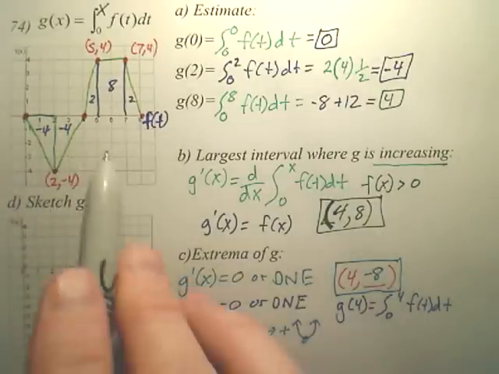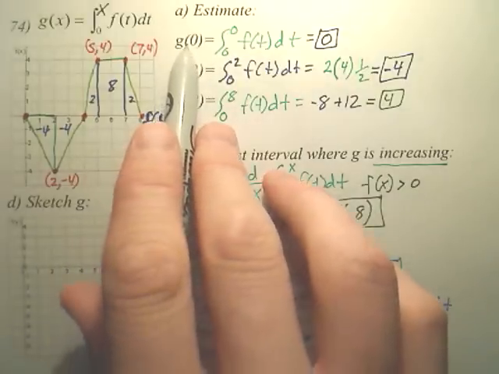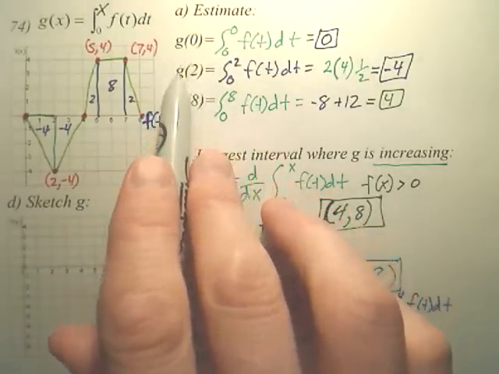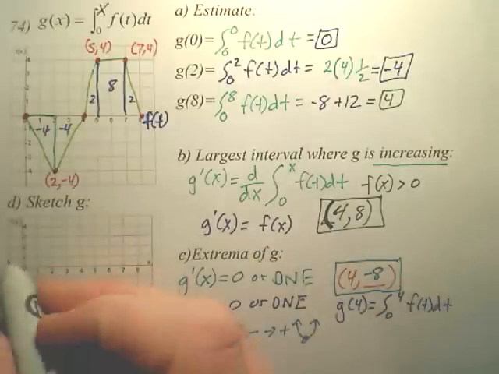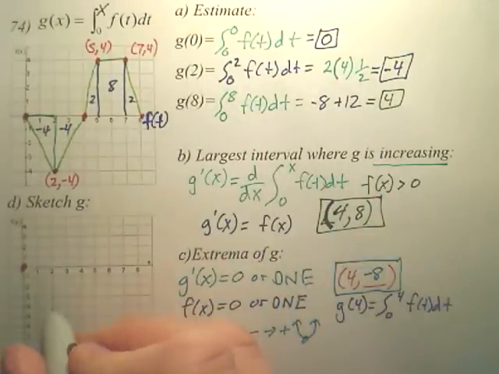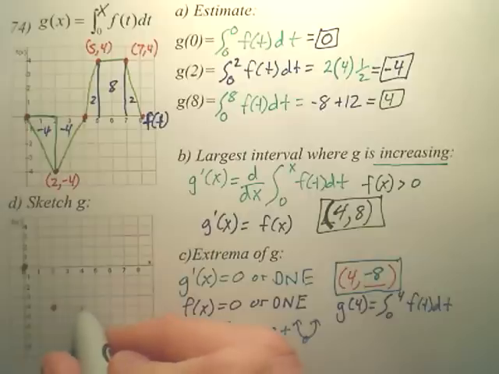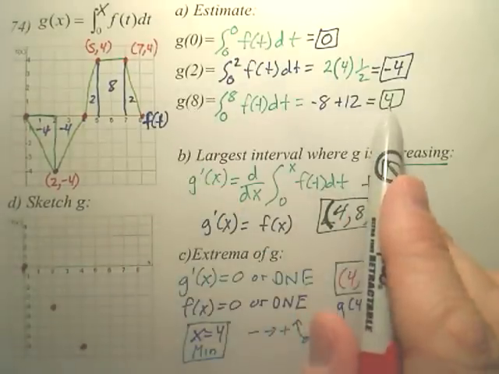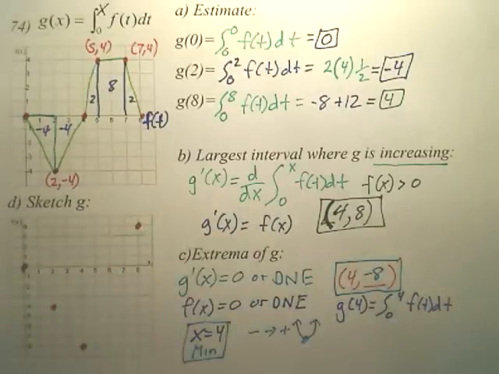Now, in D here, I'm going to sketch the graph of G. This is f of t. I'm going to sketch G. Now, don't I know a whole bunch of coordinates already for G? G of 0, G of 2, G of 8, and G of 4 now? Can I plot all those points? Yeah. So G of 0 is 0. That's easy. G of 2 is negative 4. So at 2, we're at negative 4. G of 4 is down here. That's negative 8. G of 8 is 4.